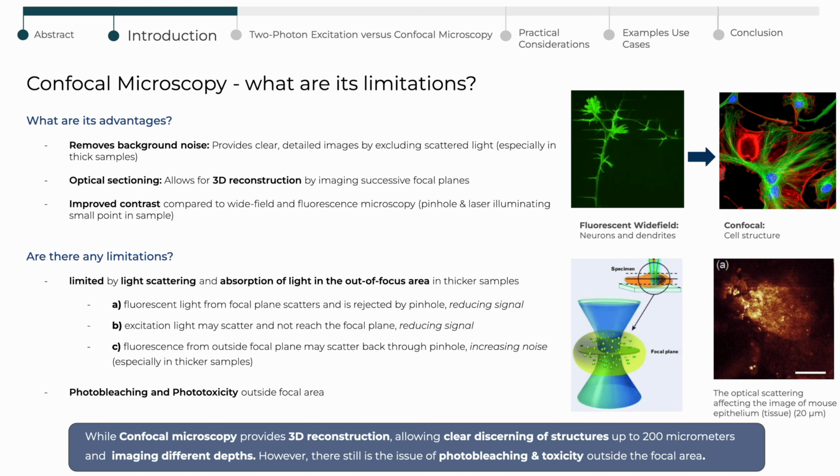So in summary, we can see that confocal microscopy provides 3D reconstruction, allowing clear discerning of structures up to 200 micrometers and at different imaging depths, but we still encounter some issues such as photobleaching and phototoxicity outside the focal area, and signal loss and noise increase, specifically in thicker samples.